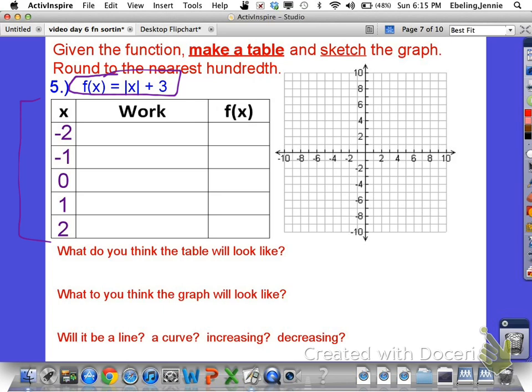Before we do that, though, think in your head, what do you think the table will look like? What do you think the graph will look like? Will it be a line, a curve, increasing, decreasing? Those are questions just think about for a minute before you do the table. Okay, turn off the video, do the table, complete the graph, and let's see what you get.